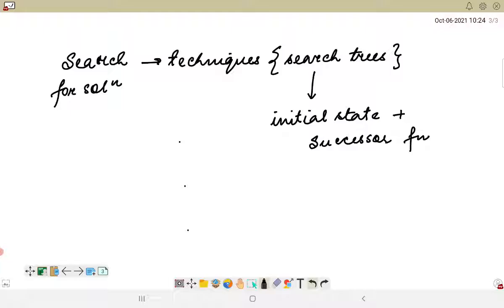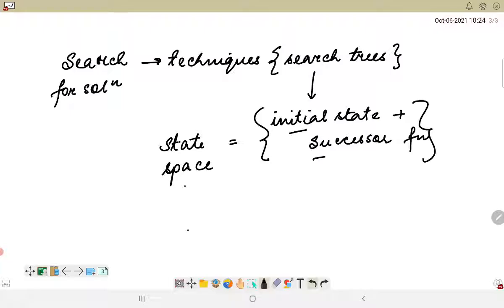Now this initial state and successor function together will be defining the state space for which we will have to create these search trees. So basically your state space would have the initial state and the successor function, and based on this you will be building up the search trees.